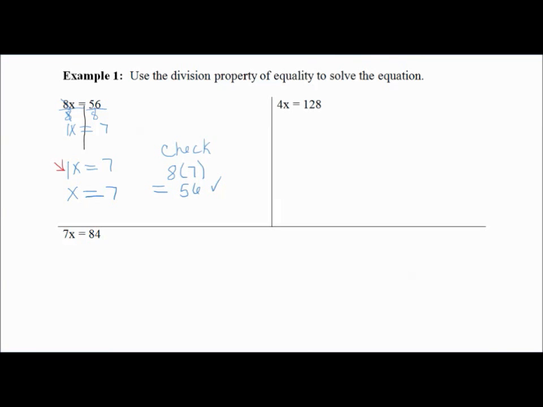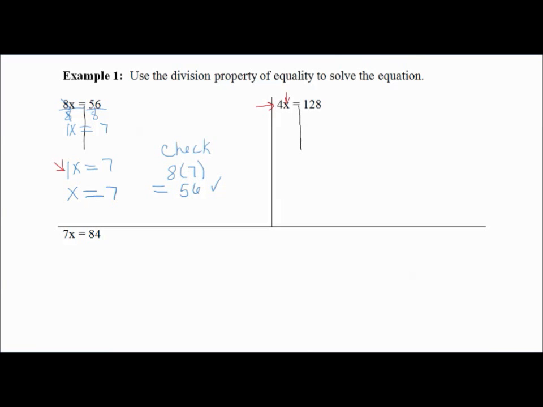For this one, I have 4x is equal to 128. I'm going to start the same way. I'm going to draw my line down, separating my equation into two parts. I have my left side and my right side. I know that the goal is to isolate the variable, so that means I need to get rid of the 4. So I need to get rid of this coefficient 4, and this means 4 times the variable x.